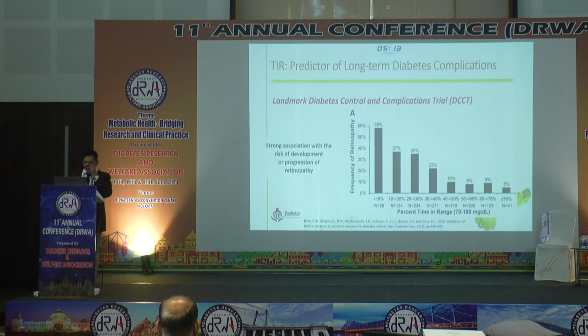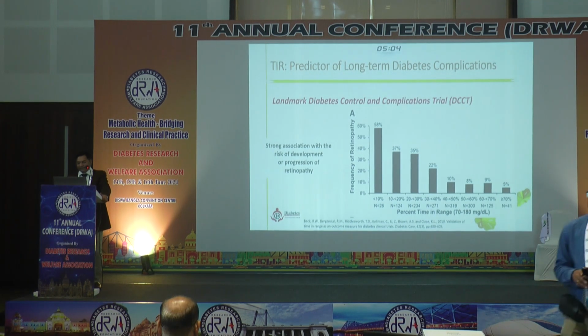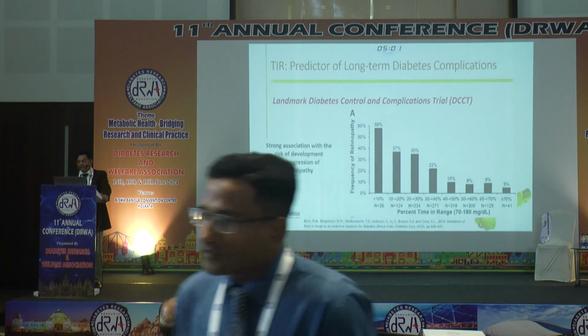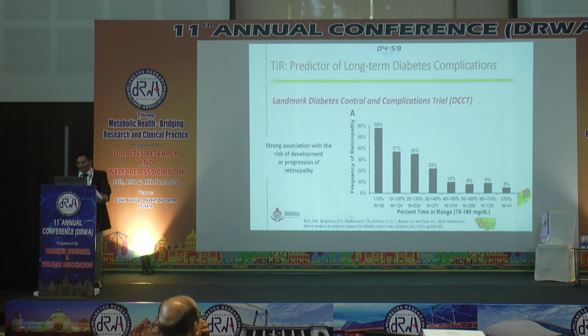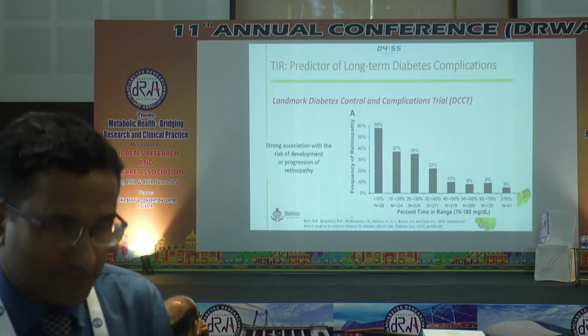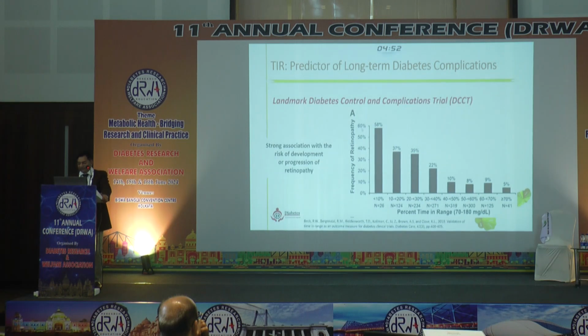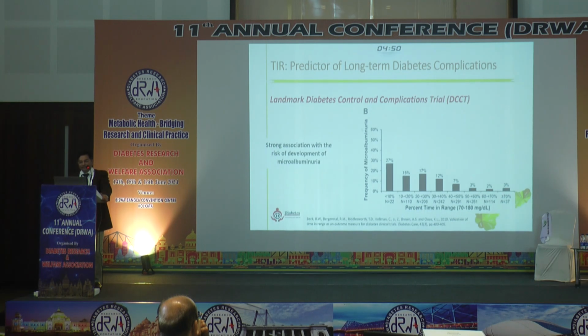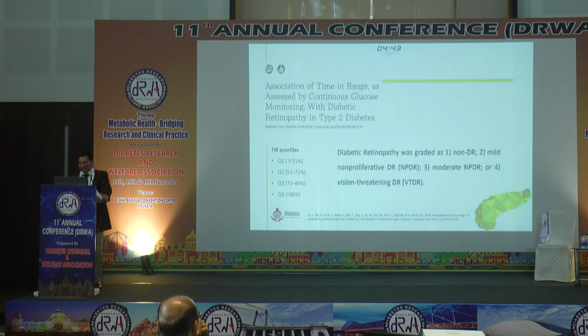And this again, I told you, is the same data from the DCCT trial, and there is a strong association of risk of progression to retinopathy if you have time in range less than 10% versus more than 70%. And this is one of the very promising data showing that if your TIR is more than 70%, then certainly you have less risk of having retinopathy. Similarly, development of microalbuminuria has been correlated with the TIR. So higher is the TIR, less is the risk of deterioration in the nephropathy.